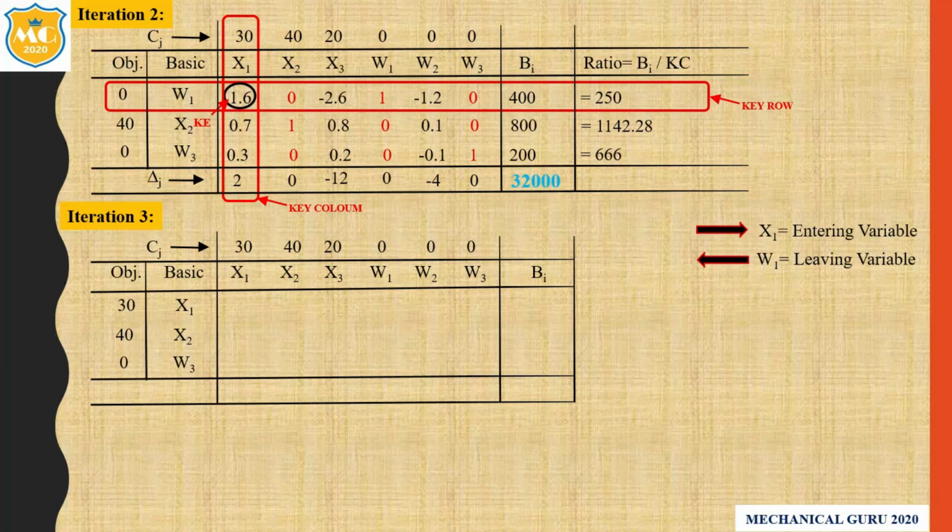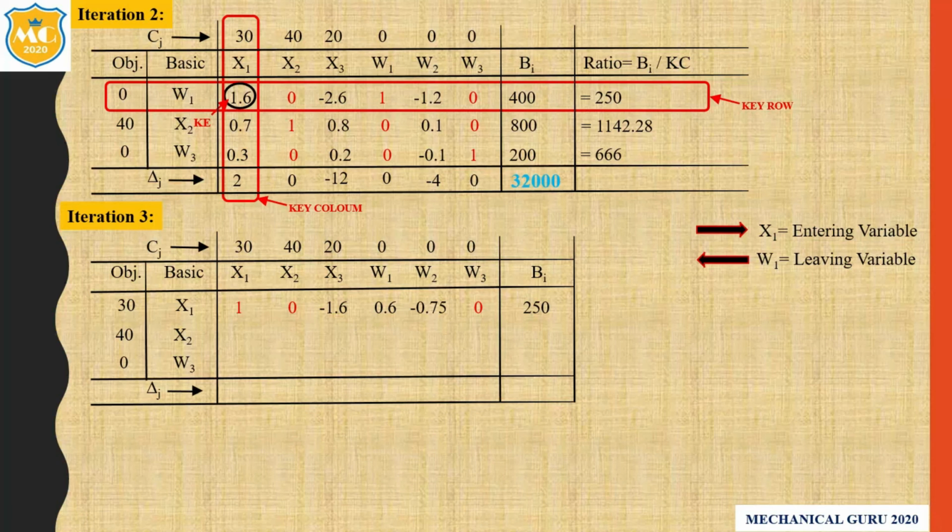Now we have to choose the same equation. First we have to find out this value, the corresponding replacement key row value. So this is 100 minus 1.6, 0.6, 0.750 and 250. For the remaining values we have to choose that equation: new element is equal to old number minus, in brackets, corresponding key row into corresponding key column divided by key element. First we have to find out the delta j value.